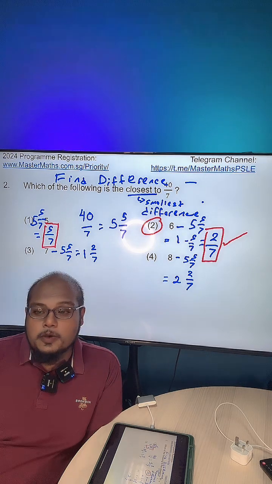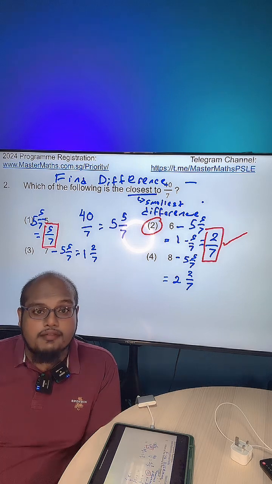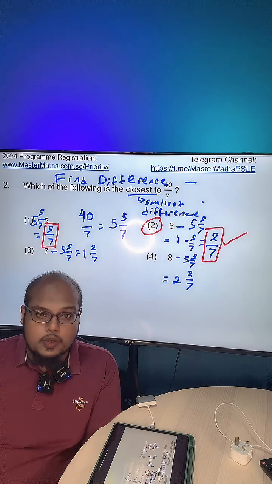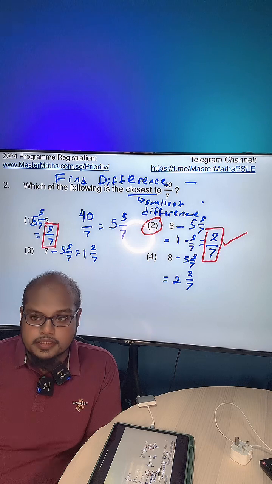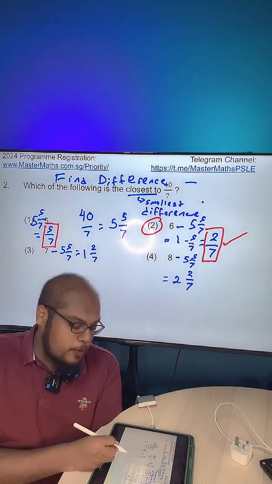Okay, so remember, you will see questions like find the fraction that is closest to half, or find the fraction that is closest to one whole. For all of these, always find the difference, then find the smallest difference. The other way, you can also use a number line.